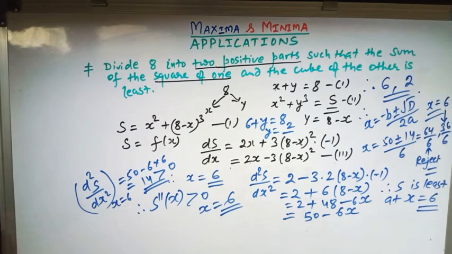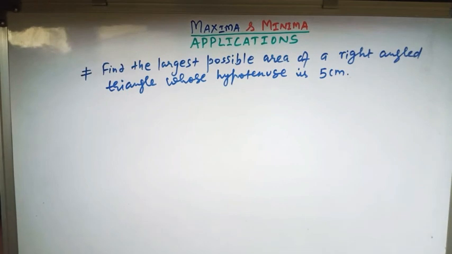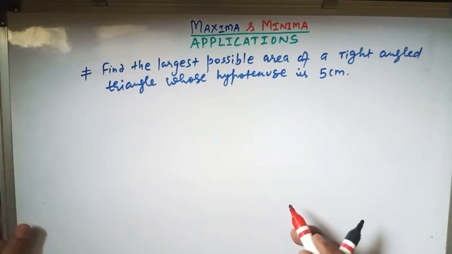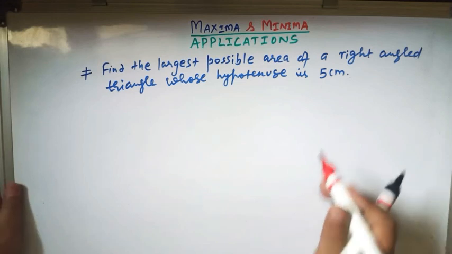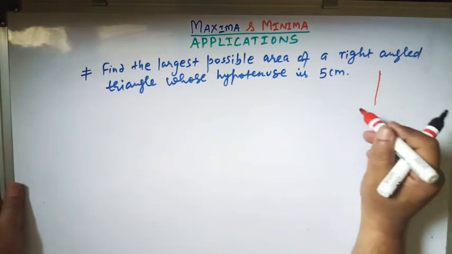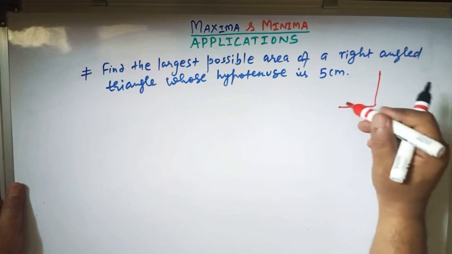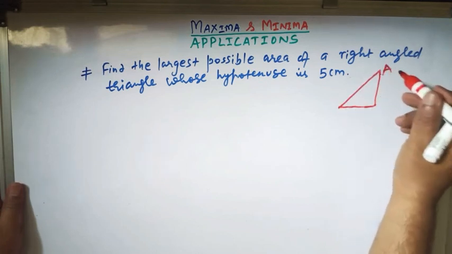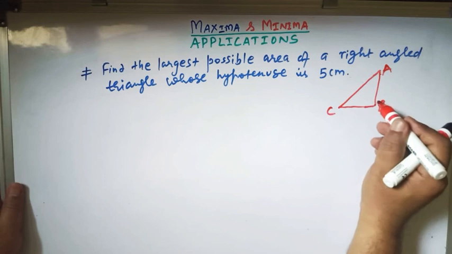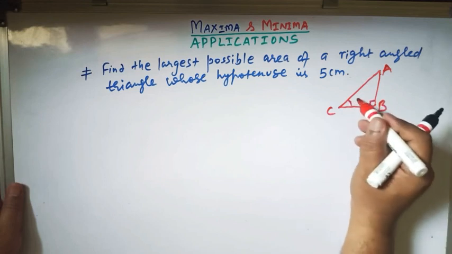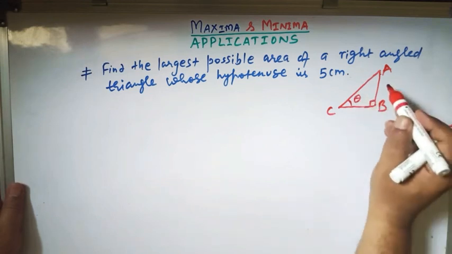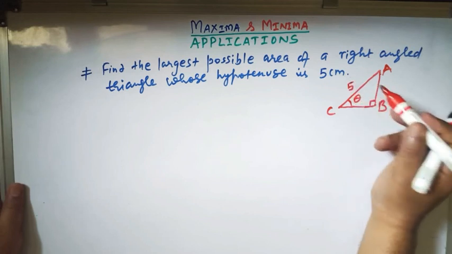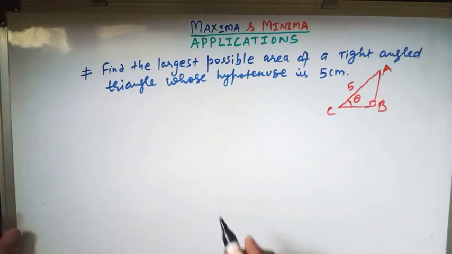Clear? Now let us take the third problem. Now viewers, we have this problem. Find the largest possible area of a right angle triangle whose hypotenuse is 5 cm. So let us draw a right angle triangle here. Say this triangle is ABC, and this is 90 degrees, and say this angle is theta, and the hypotenuse is 5. Okay, and we have to find the largest possible area.